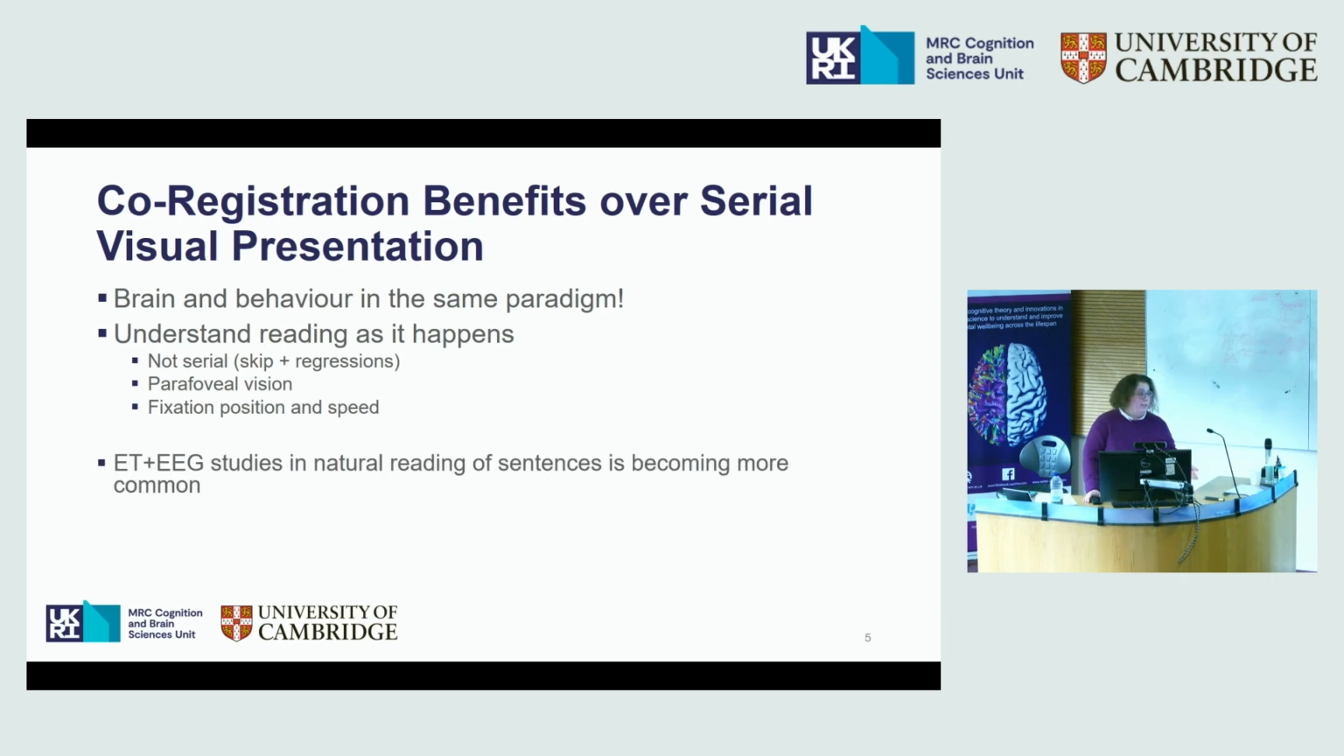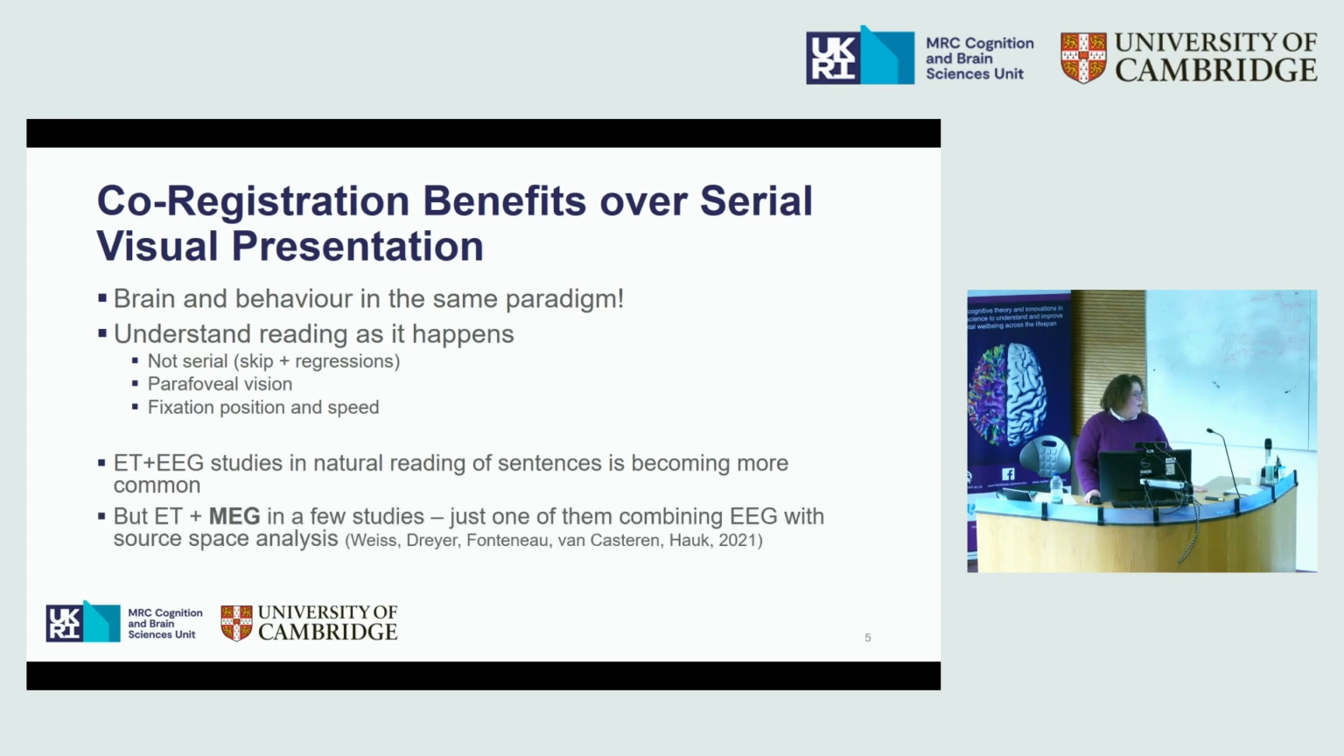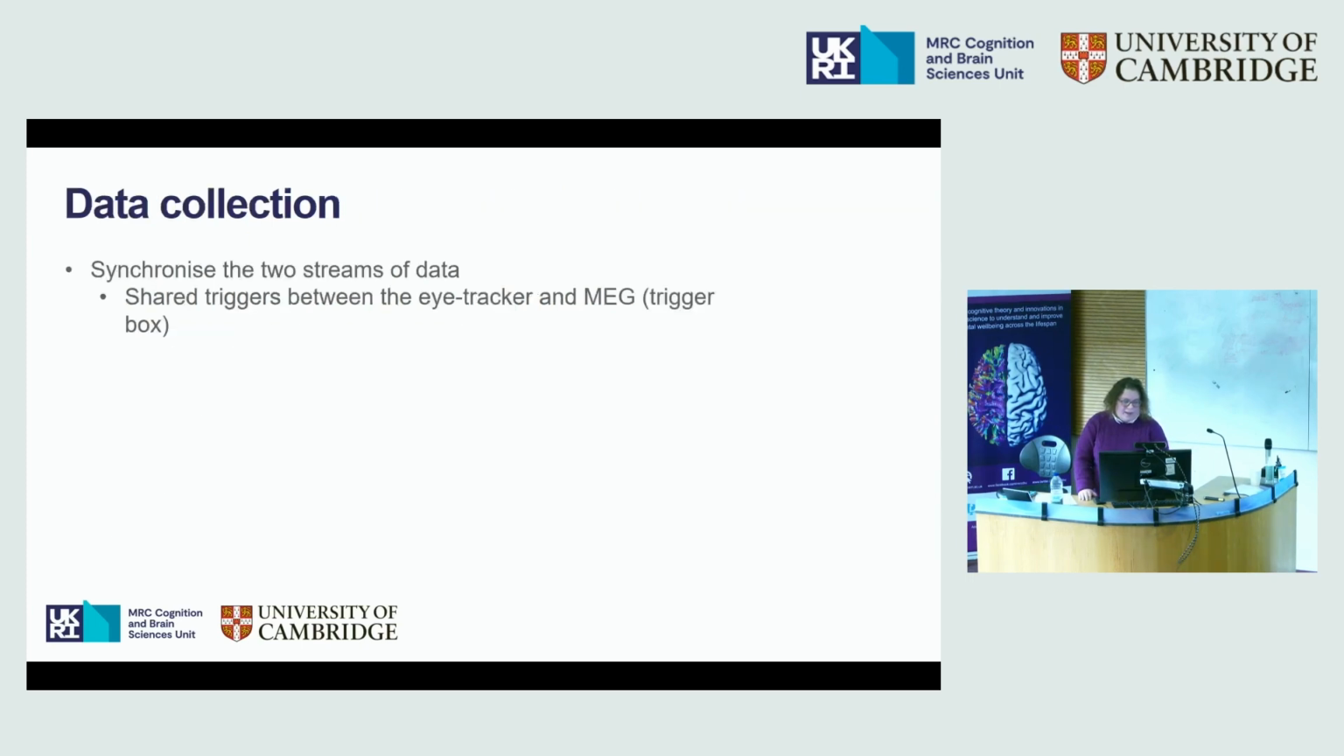And for all these reasons, co-registering eye tracking and EEG is becoming more common. There are now a number of studies available using this technique. However, the further inclusion of MEG is much more rare, and there are only a few studies looking at reading combining EEG and MEG, eye tracking and MEG. And there's just one study that's been done here at the CBU, more a proof of concept study, that's combining all of these together.